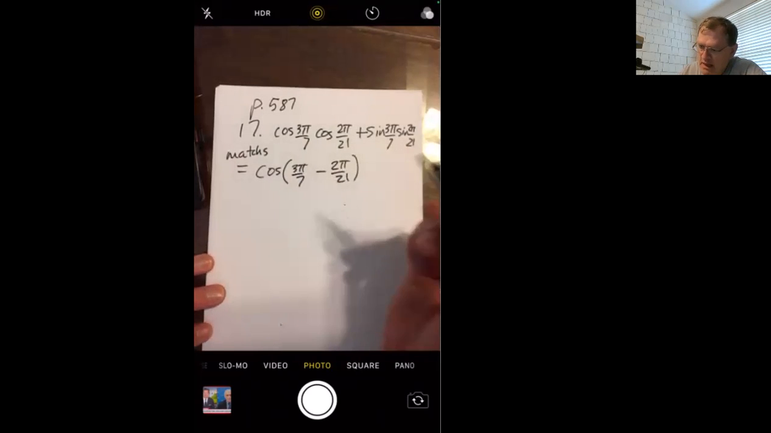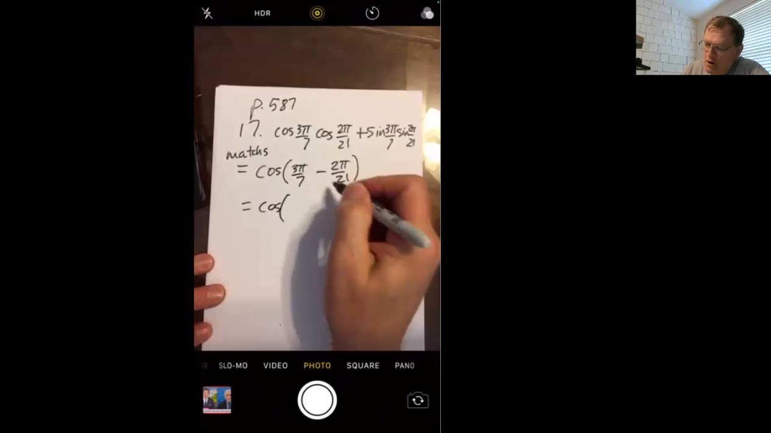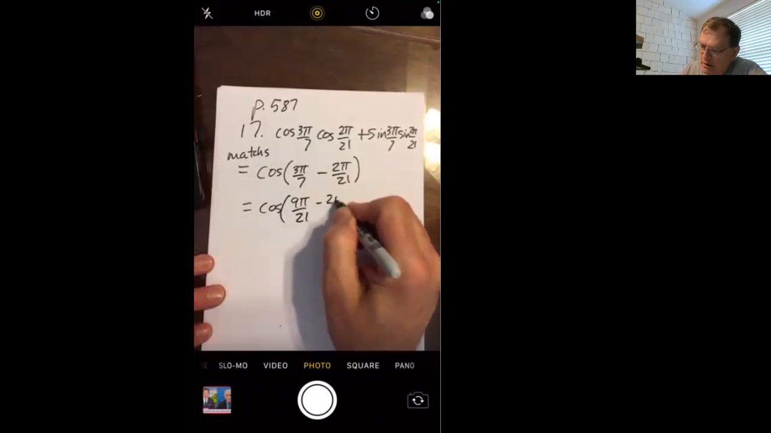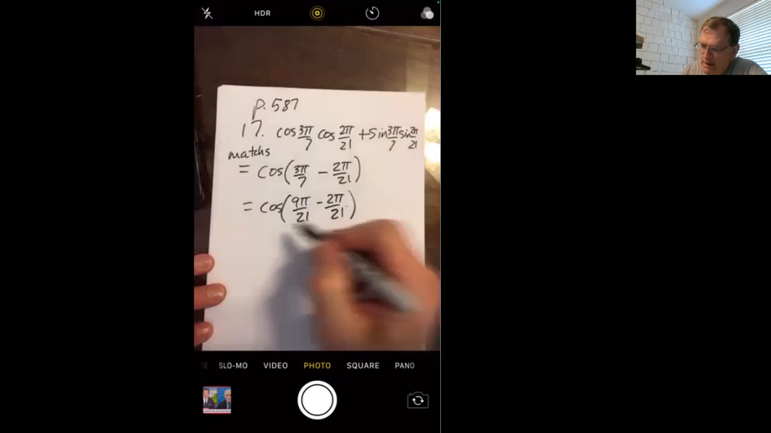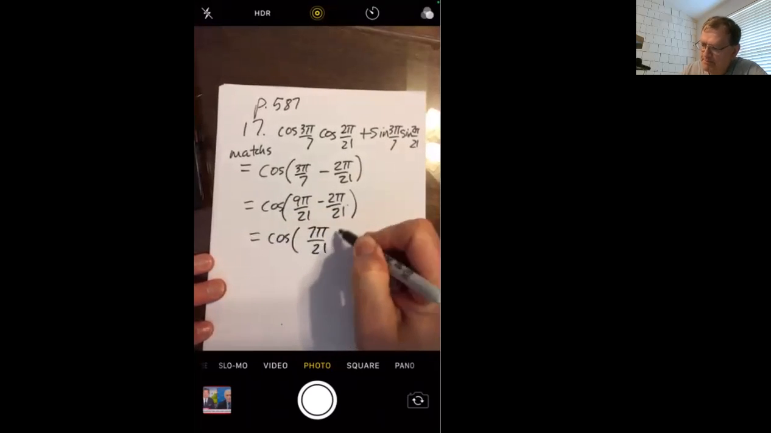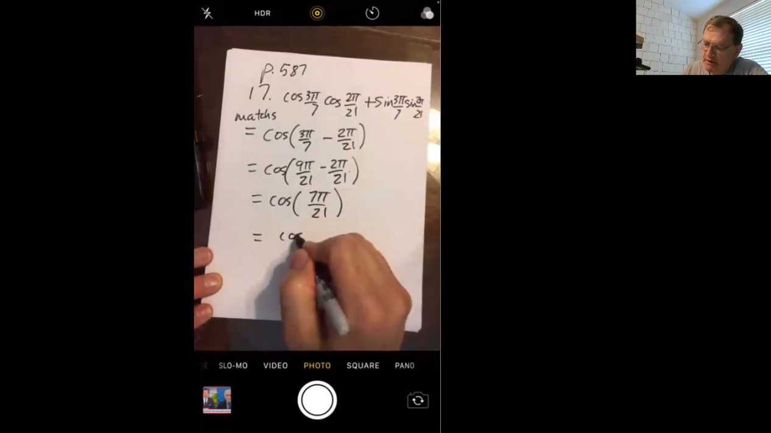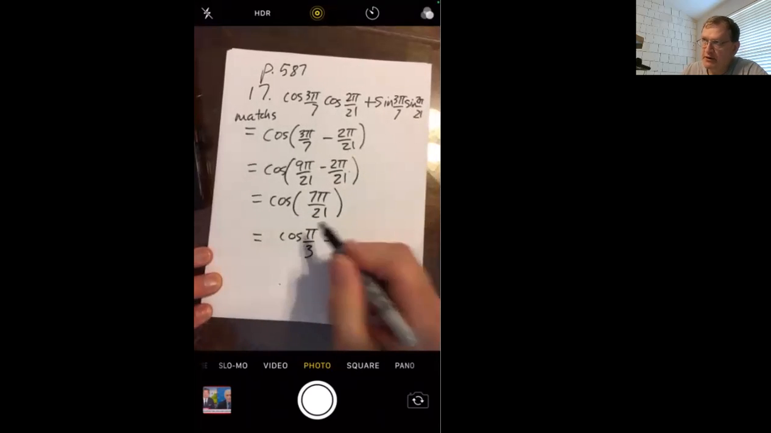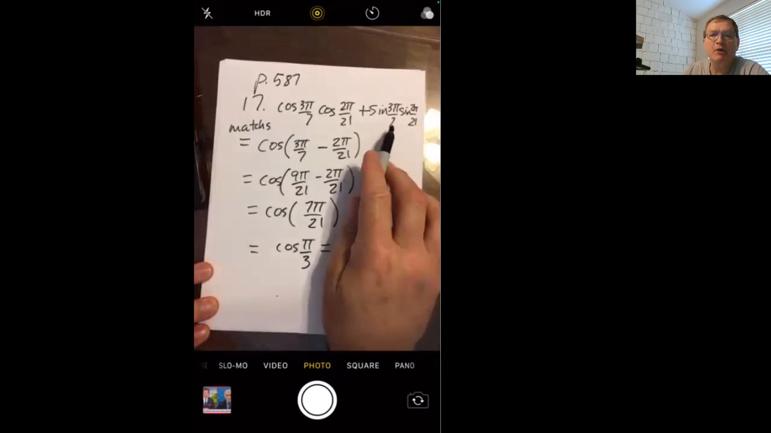Yeah. And that would go cosine of, you need a common denominator of 21, so 7 times 3 is 9 pi over 21 minus 2 pi over 21. That would make cosine of 7 pi over 21. 7 goes into 21 3 times, so that's a cosine of pi over 3. And that will make, at 60 degrees, your cosine would be a half. You should be able to punch that entire thing in radian mode and get 0.5.